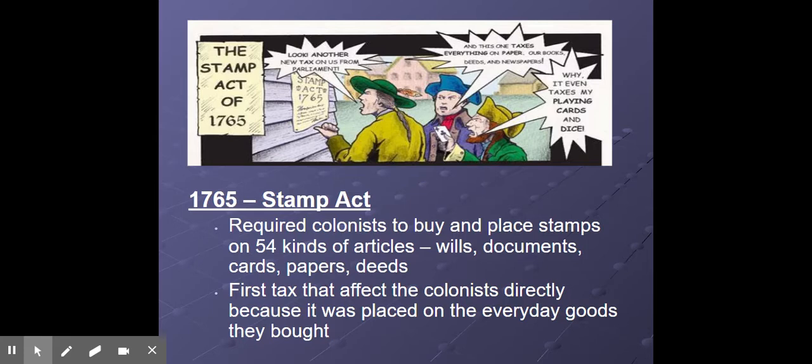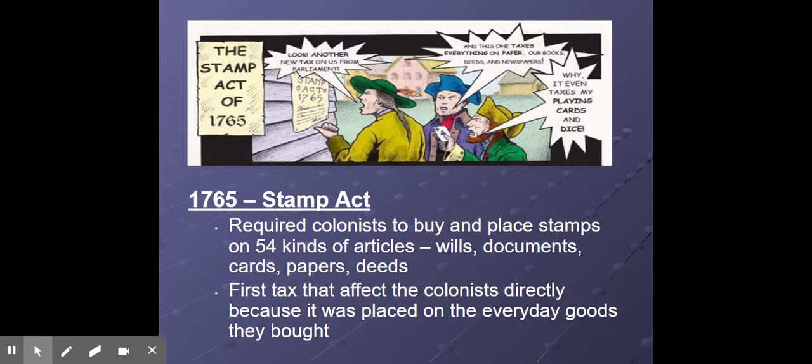Now, if you look up there in the cartoon, the last guy there says, it even taxes my playing cards and dice. Now, why would Britain be taxing your playing cards and your dice? What do you use playing cards and dice for? Gambling. What does Britain not want you to do? Gamble. Why? Because you're going to be losing money that needs to go where? To Great Britain. Okay? So Great Britain is going to tax your means of gaming, your means of gambling, because they're like, look, we don't want you guys gambling and losing money that needs to be coming back to us to pay off the war debt from the French and Indian War.